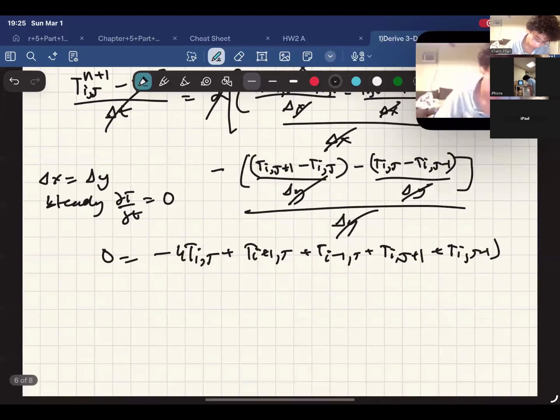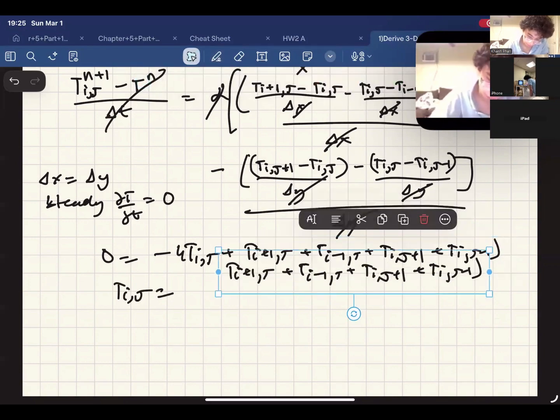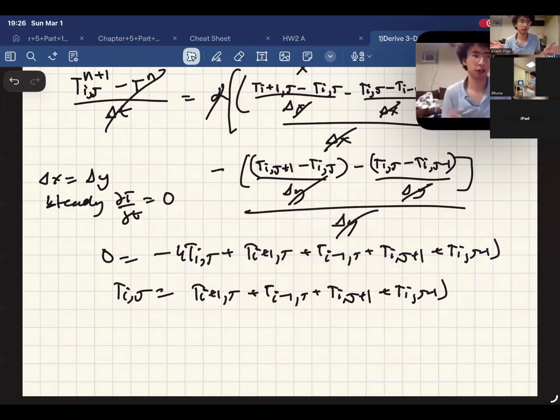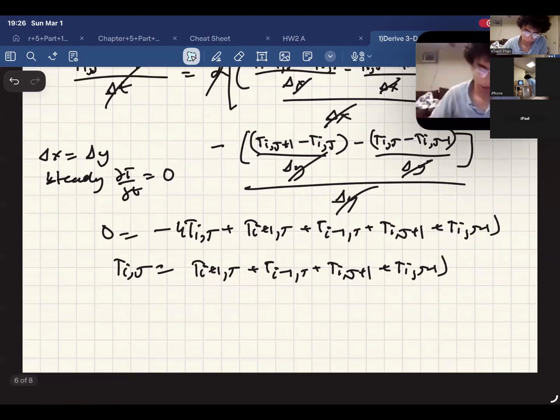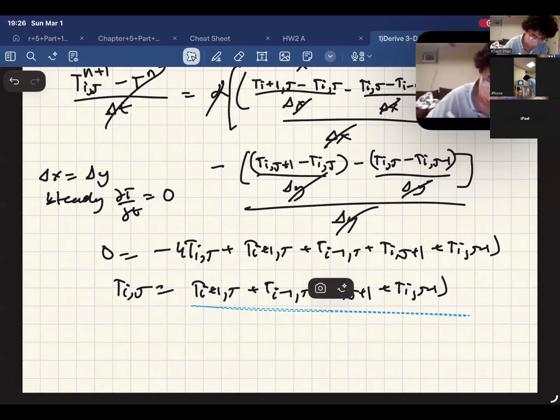And then we bring T(i, j) over to the other side, and we would just have that the temperature of that specific location is the average of the temperature of its left and right, top and bottom. So all four directions of that location, the temperature would be the average of the temperature of the four nodes adjacent to it, over 4.